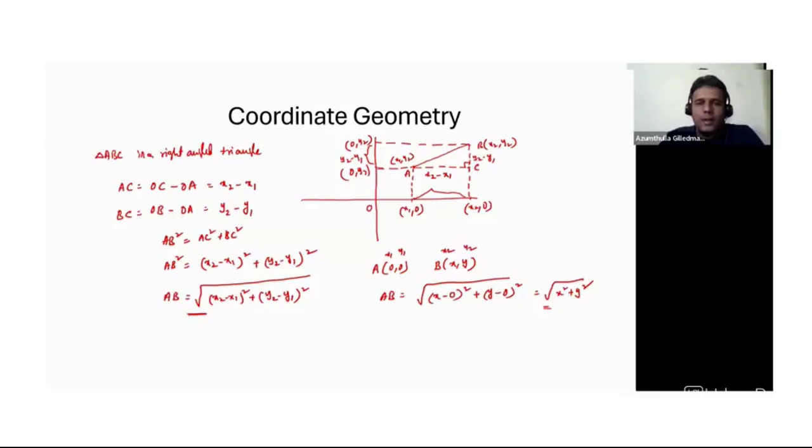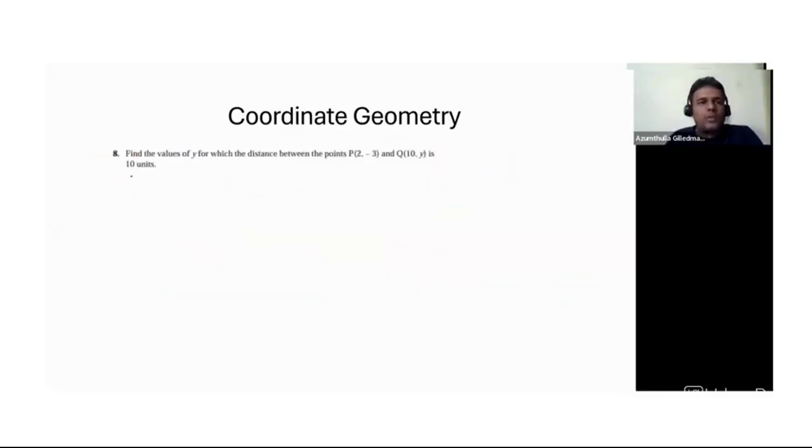Now let's see a couple of problems here. Let's see this. Find the value of y for which the distance between the points 2 comma minus 3 and 10 comma y is 10 units. So PQ is given as 10 units. PQ means distance between 2 points P and Q.